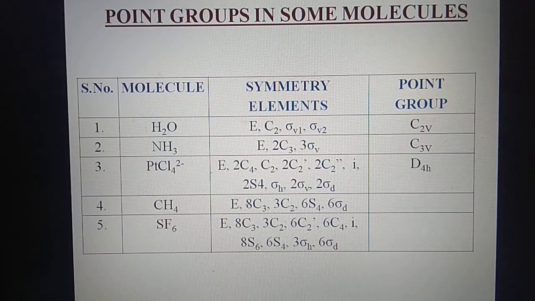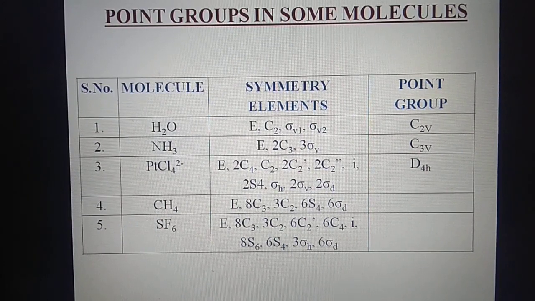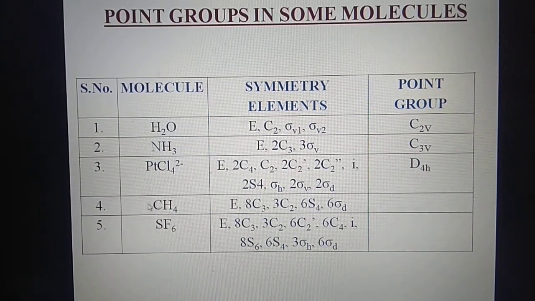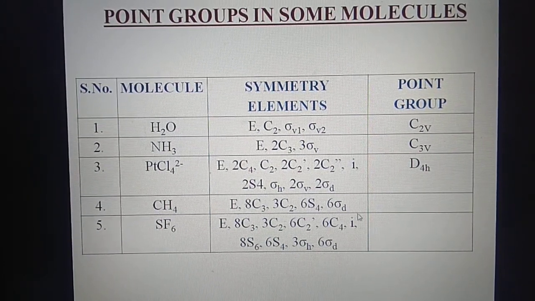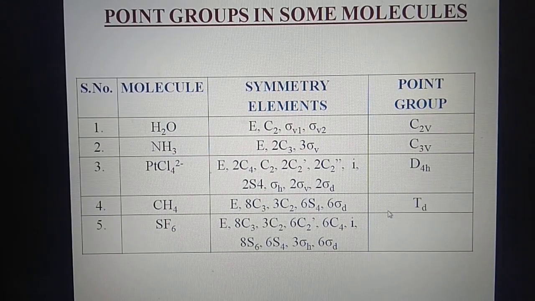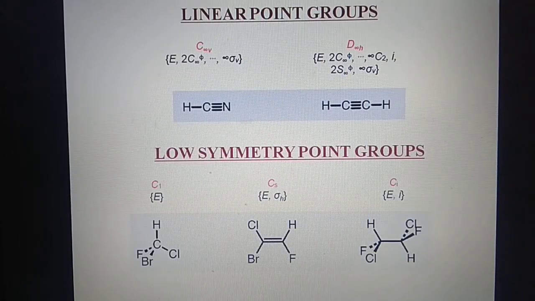Now, methane is a special case. Higher order axis. Again, all the 4 ligands surrounding the central atom are same. Hence, the point group would be tetrahedral Td. Next is the case where the point group would be octahedral Oh. Next, there are some more examples of point groups.